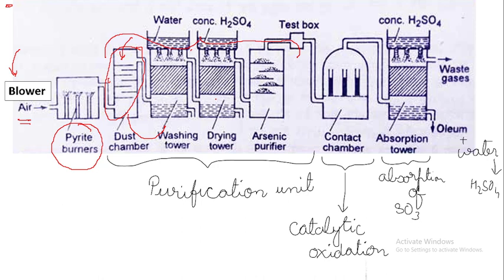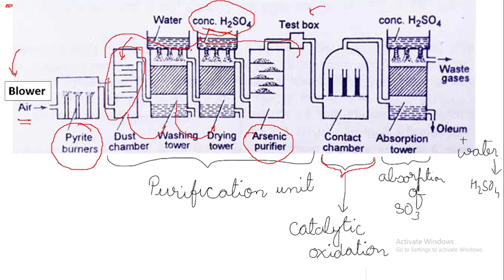In the third step, in the drying tower, what happens? Concentrated H2SO4 is sprayed. Now concentrated H2SO4 is a drying agent, so it will absorb or dry the SO2 gas, and all the moisture will be removed. In the arsenic purifier, arsenic impurity is removed. In the test box, it is tested. Now next is the contact chamber. So the purification unit is over.